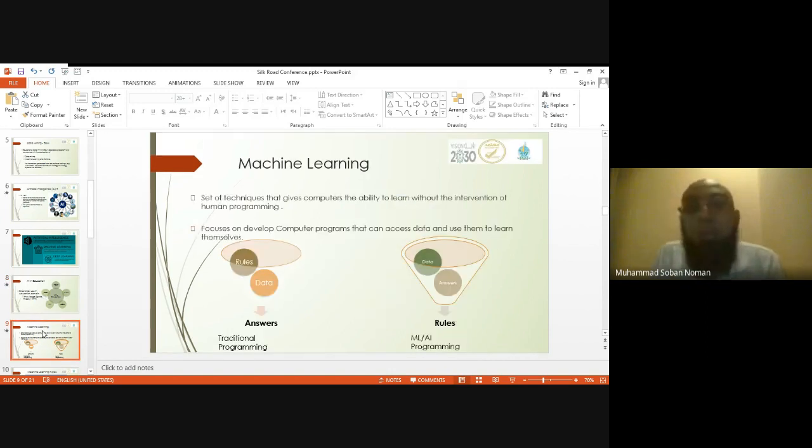Machine learning is a set of techniques that gives computers the ability to learn without the intervention of human programming. It clearly means we develop a model where we just put the data into that model and it gives you the predicted outcomes. In traditional computer programming, we have to define the rules and data, and it gives you the answer. But in a machine learning environment, we provide the data and the result, which is the answer. What happens in between is defined by machine learning, on which basis it takes this data and gives you these results.